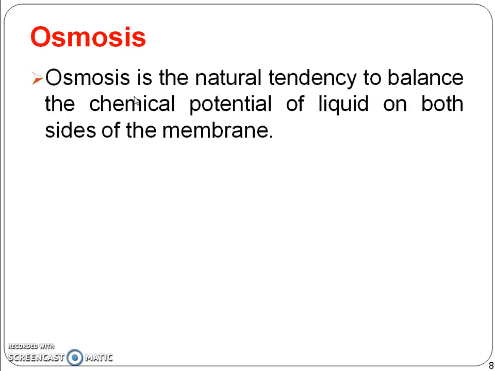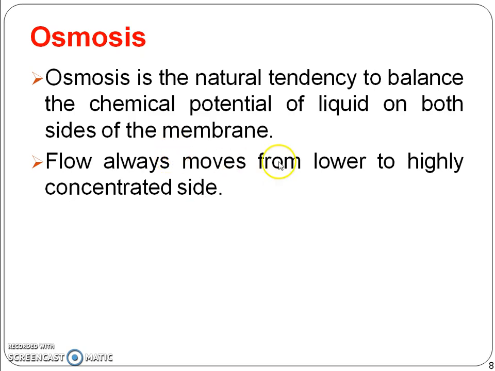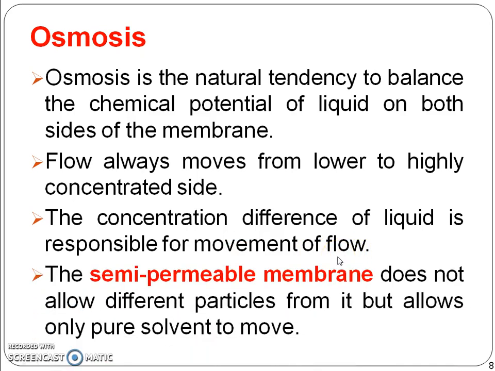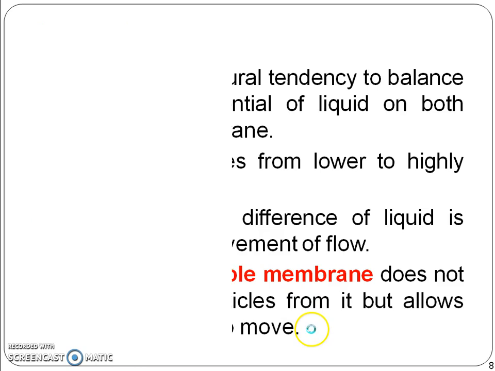Before going to reverse osmosis, we have to understand the concept of osmosis. Now, what is osmosis? Osmosis is the natural tendency to balance the chemical potential of liquid on both sides of the membrane. Flow always moves from the lower to the highly concentrated side during the process. The concentration difference of liquid is responsible for the movement of liquid flow. During the separation process, the membrane is a barrier to remove different groups of impurities from the water.